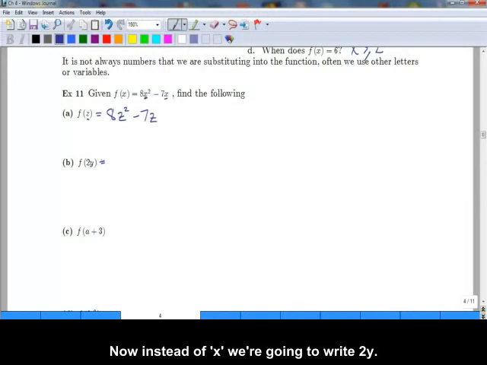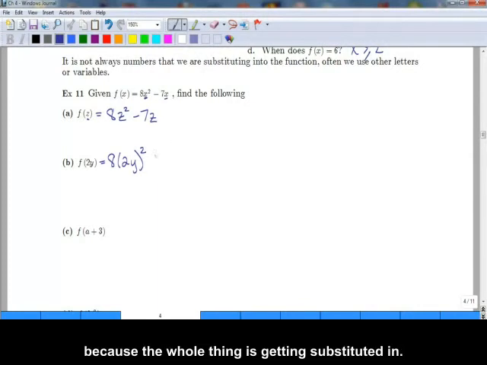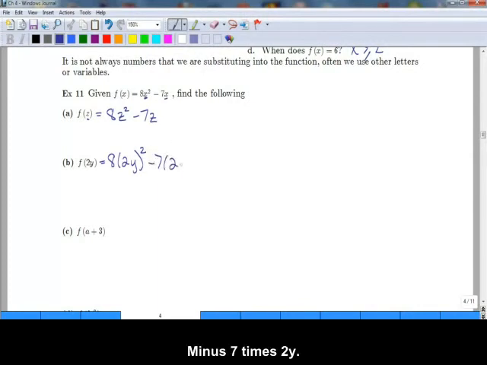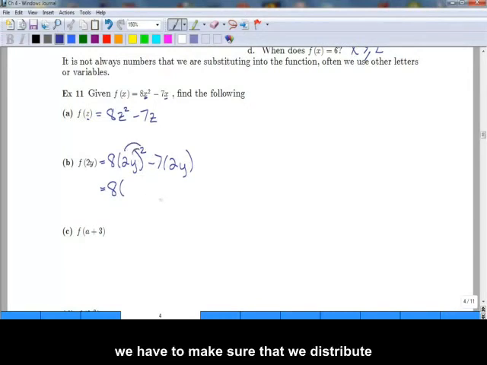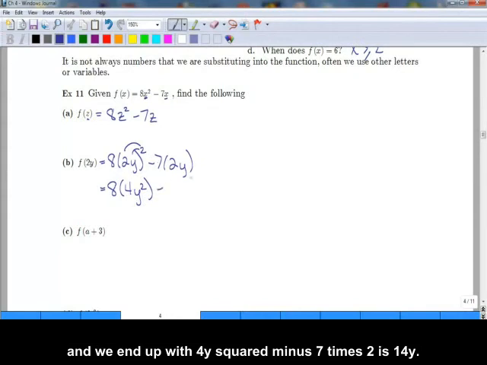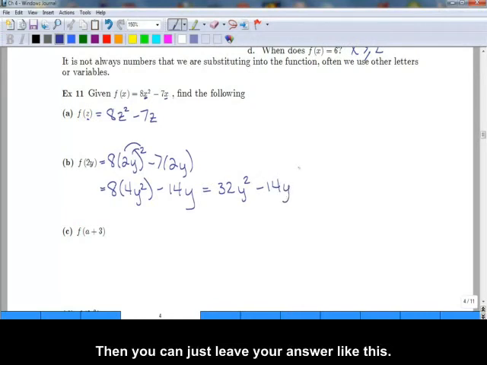Now, instead of x, we're going to write 2y. So we've got 8 times the quantity 2y, and we're careful to put that in parentheses because the whole thing is getting substituted in, minus 7 times 2y. So if we simplify here, we've got 8 times 2y squared. We have to make sure that we distribute, and we end up with 4y squared. Minus 7 times 2 is 14y. So our last step to simplify, 8 times 4 is 32y squared minus 14y. And then you can just leave your answer like this.